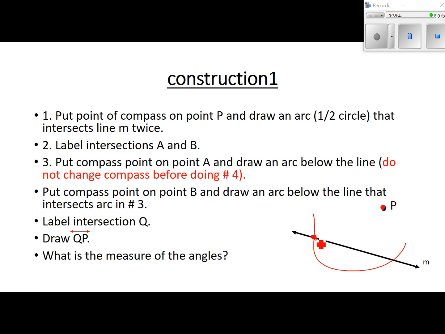And we're going to label these 2 points. I think they say label those 2 points, don't they? Label them A and B. So we're going to label them A, B.